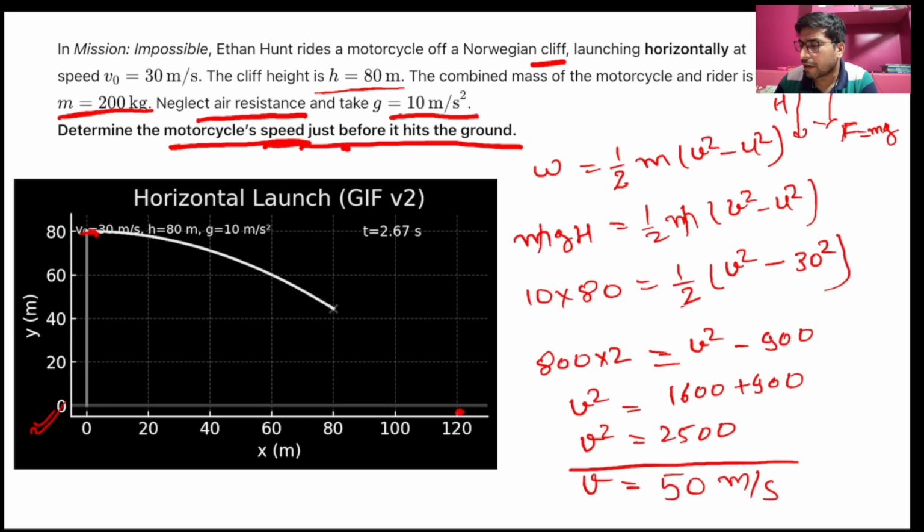Now why meter per second? Because all the quantities we have taken in SI units, so obviously v also will come in SI units. So with what speed will this bike hit the ground? With 50 meter per second. I hope you understood this question.